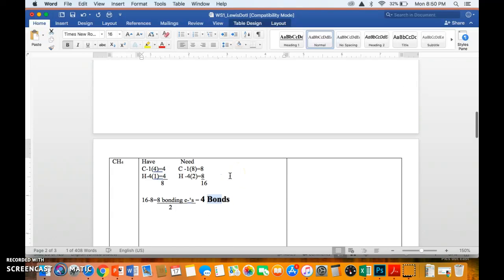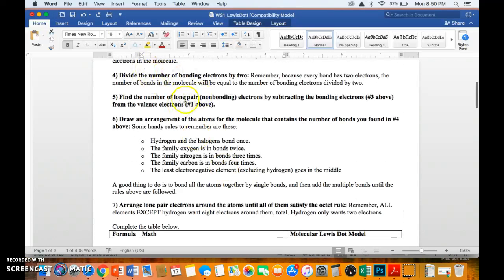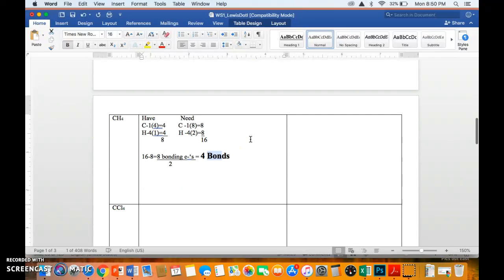Then I have one more math step. Find the number of lone pair or non-bonding electrons by subtracting step 3 minus step 1. To do that, 8 bonding electrons is what I got in step 3. So I'm going to take 8 bonding electrons minus step 1. In step 1, I got 8 valence electrons. So I take step 3, which is 8 bonding electrons, minus step 1, which is 8 valence electrons.